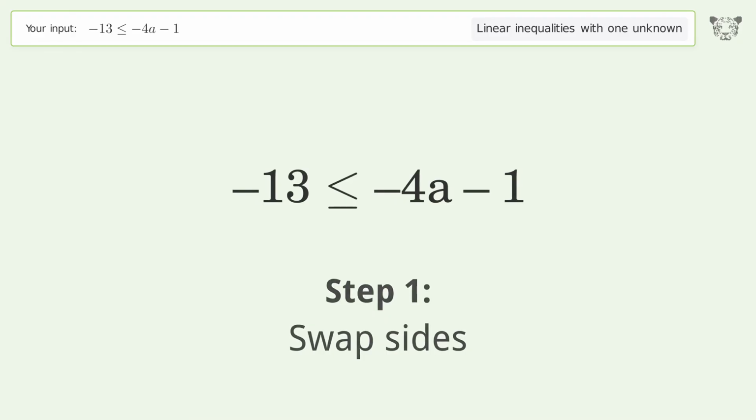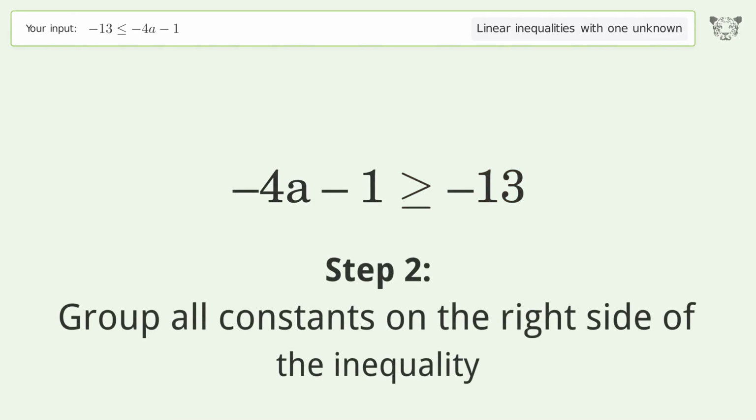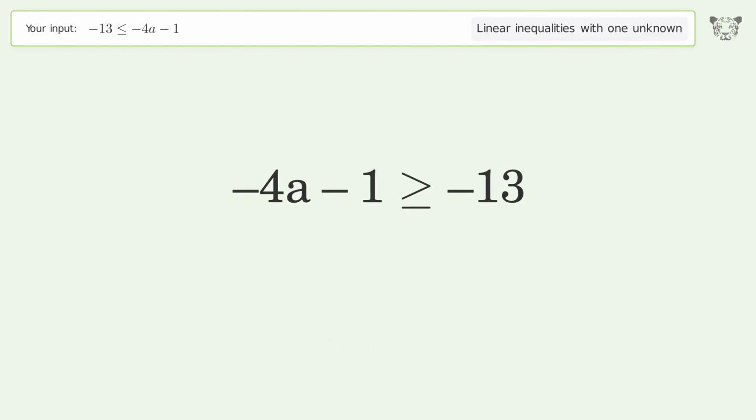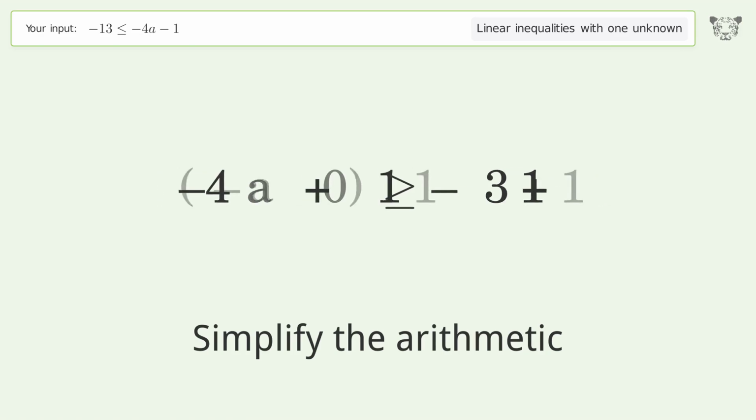Swap sides. Group all constants on the right side of the inequality. Add 1 to both sides. Simplify the arithmetic.